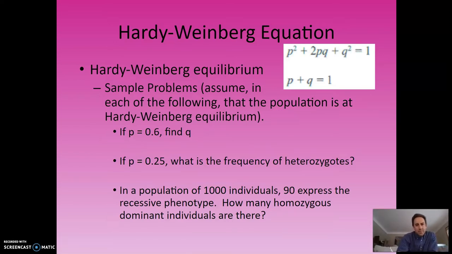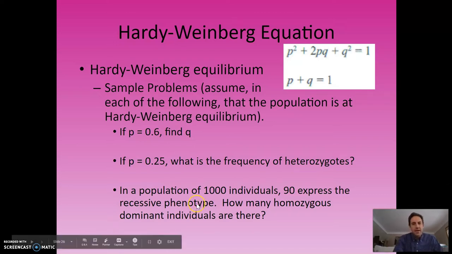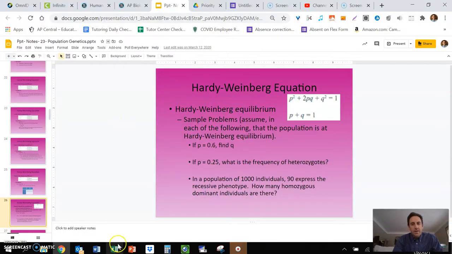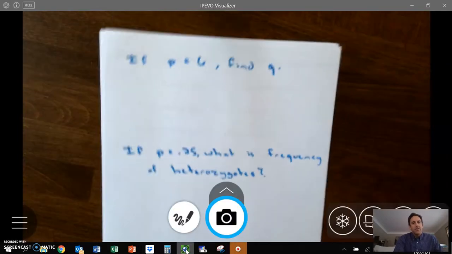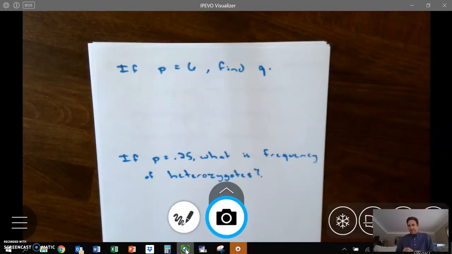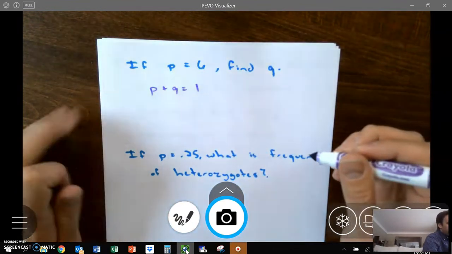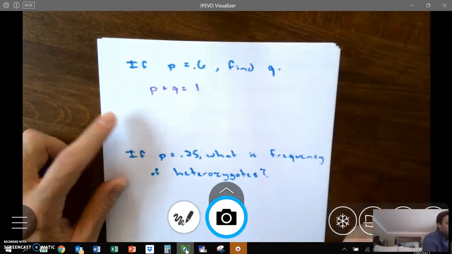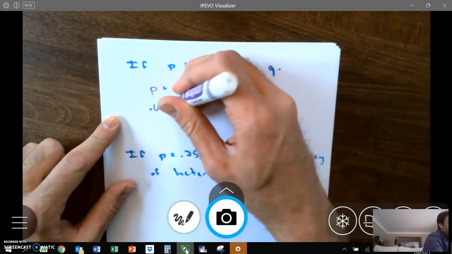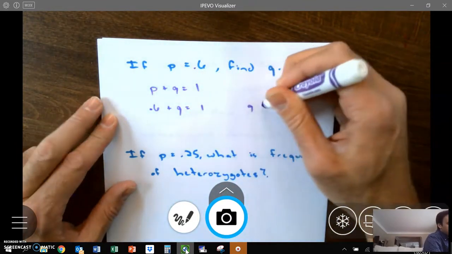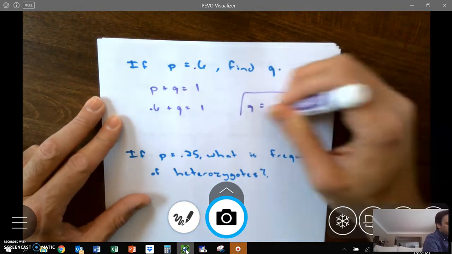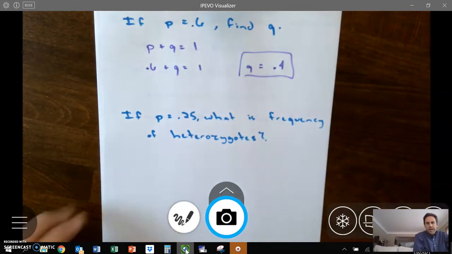So problem number one, if P is equal to 0.6, find Q. I've actually written these problems down on a piece of paper, and we can just use the cam to go through them. Let me use this purple. We know that P plus Q is equal to 1. So if P is equal to 0.6, simple algebra tells us that Q is equal to 0.4. Okay, that's not too bad.